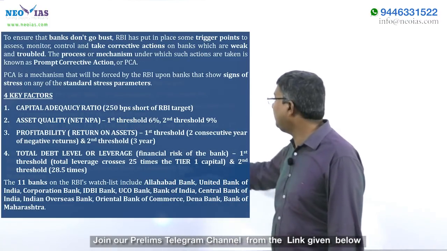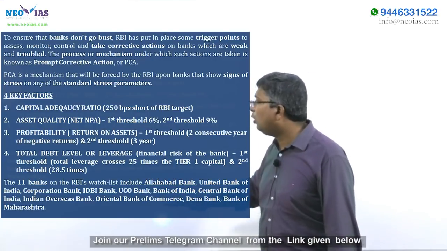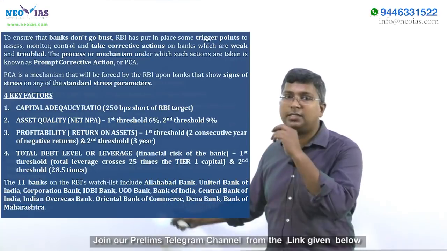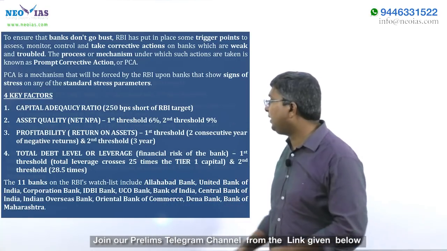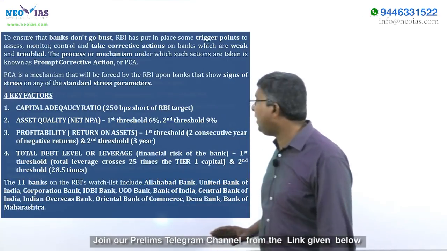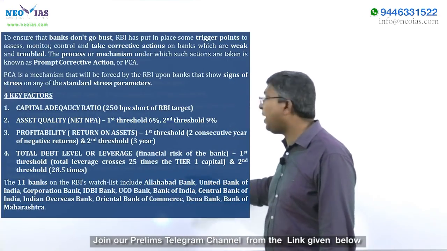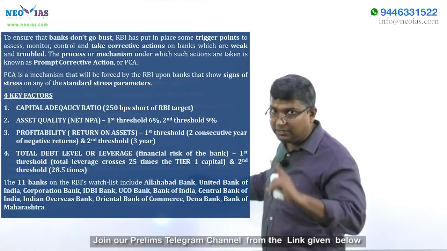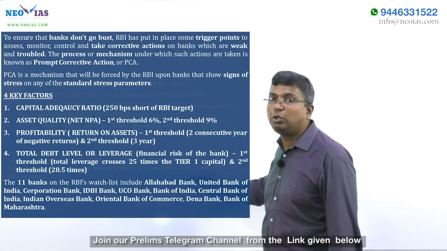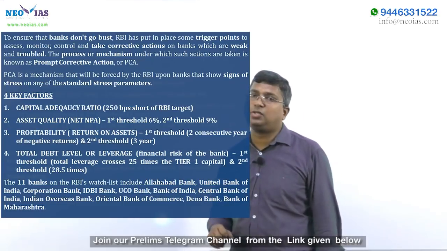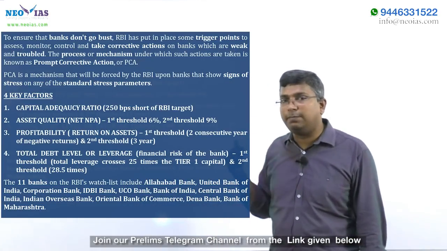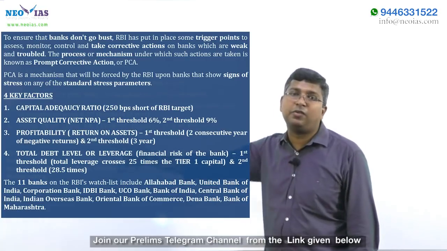Allahabad Bank, United Bank of India, Corporation Bank, IDBI Bank. See, IDBI Bank is there in that list. UCO Bank, Bank of India, Central Bank of India, Indian Overseas Bank, Oriental Bank of Commerce, Dena Bank. Dena Bank is a very important bank to remember. Dena Bank has a worse scenario, and a higher restriction has been put on Dena Bank. Bank of Maharashtra. So these 11 banks have been put under the prompt corrective action list by the RBI, especially during the 2017 period.